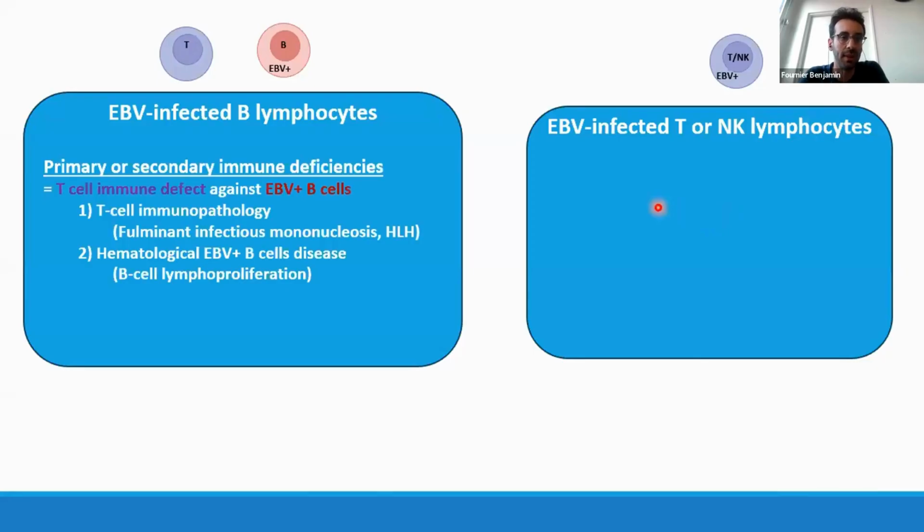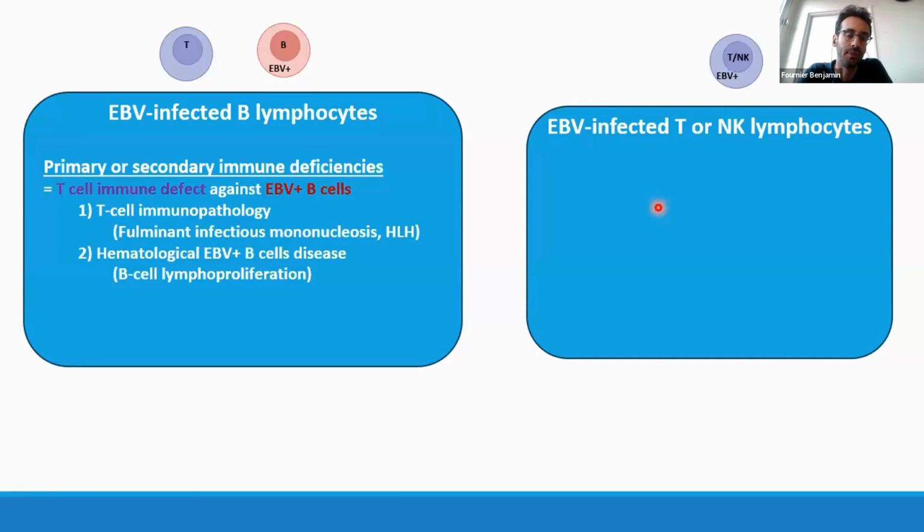So when EBV infects B cells, you may be in the context of primary or secondary immune deficiency. Primary is related to an inborn error of immunity with a genetic defect, and secondary immune deficiency, for instance, during solid organ transplantation, when you have treatments that impede T-cell response. And in this disease where EBV infects B cells, this is secondary to a T-cell immune defect, which is unable to control EBV-infected B cells, as Sylvain has previously mentioned.